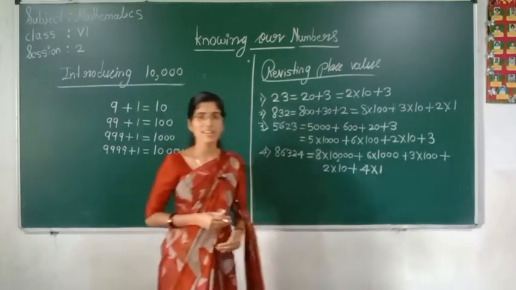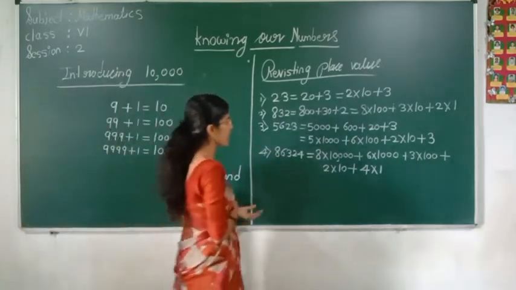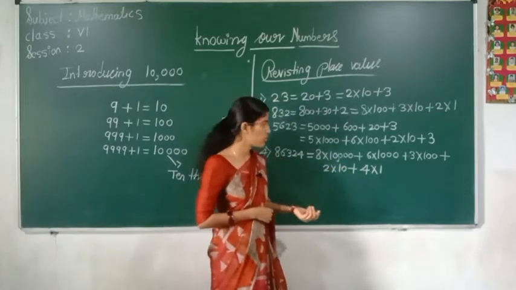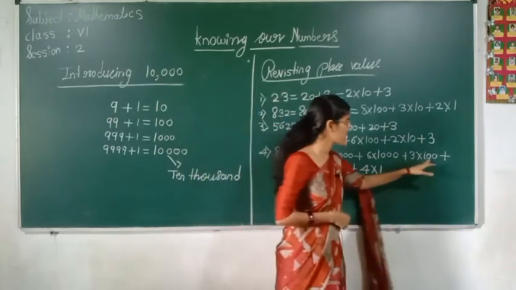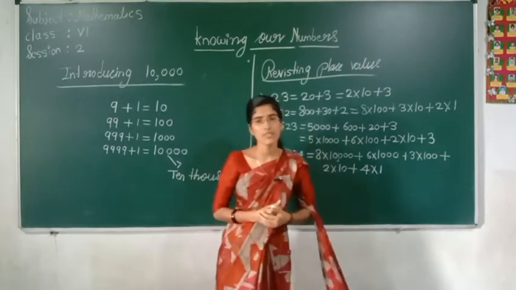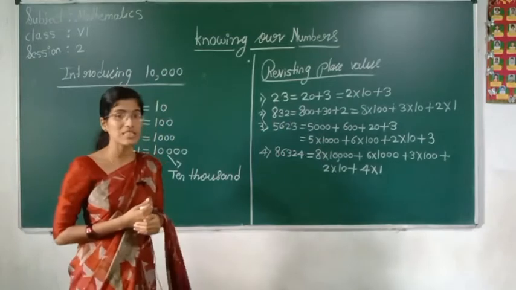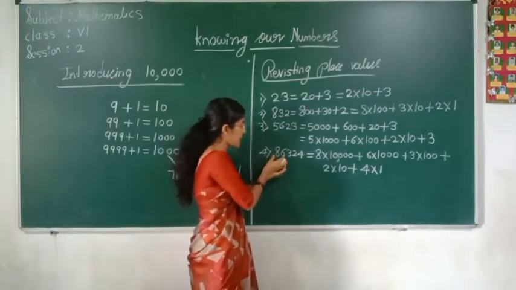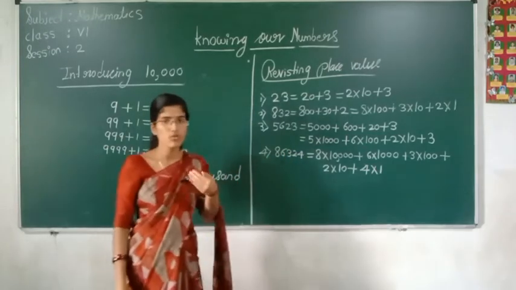We can expand a 5-digit number also, that is, 8 is at 10,000s place here. We are coming to know that, yes or no? See here, 4 is at ones place, 2 is at tens place, 3 is at hundreds place, 6 is at thousands place, and 8 is at 10,000s place. Now the question arises, how to read this number? 86,324. How to read this number?